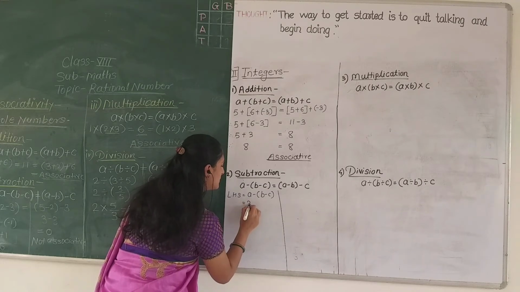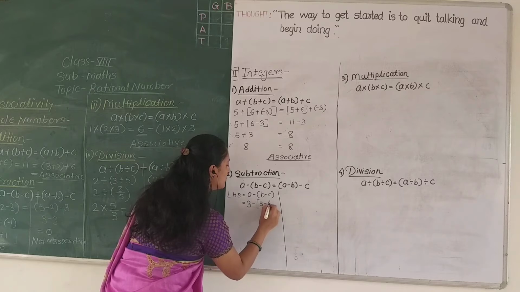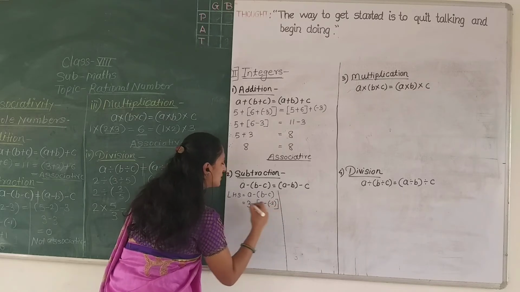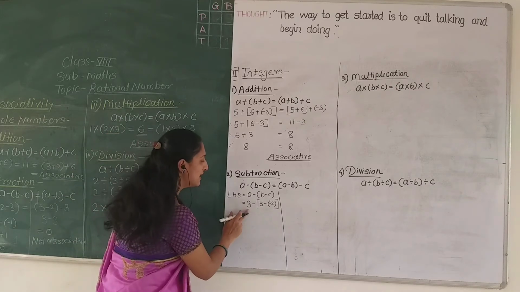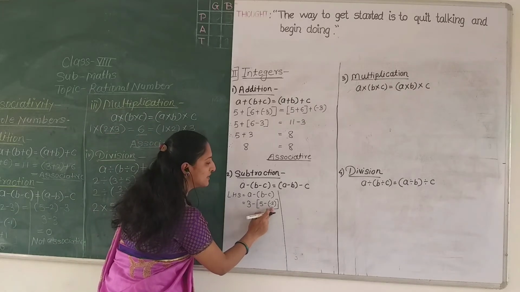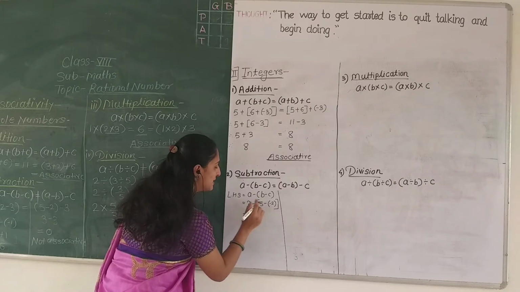So here 3 minus, in brackets, 5 minus negative 2. I will take three integer numbers here: 3, 5 and negative 2. So first we have to solve the bracket.